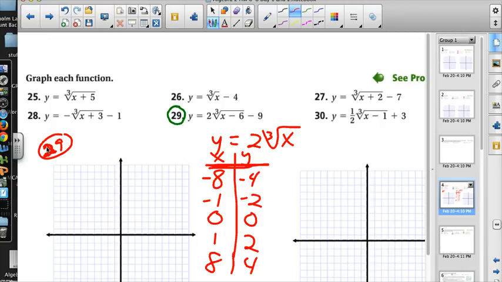That's absolutely where I want to start. So negative 8, negative 4, and then negative 1, negative 2, 0, 0, 1, 2, and then 8, 4. There is the shape of my graph.